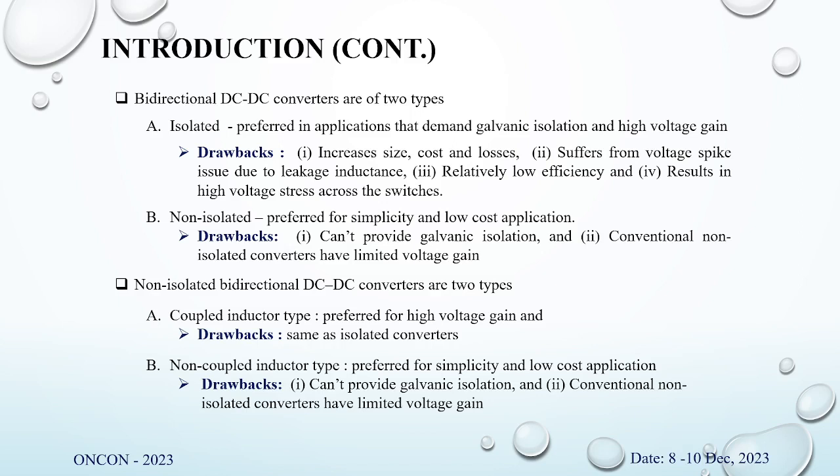And here, performance will be similar to an isolated converter, but efficiency will be better, and losses will be less compared to the isolated converter. So the drawbacks will be the same as the isolated converter. As far as the non-coupled inductor type is concerned, it is preferred for simplicity and low-cost applications. And it also has some disadvantages, like it can't provide galvanic isolation, and conventional non-isolated converters have limited voltage gain.